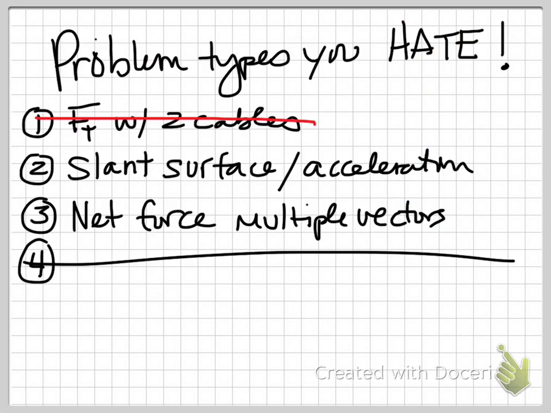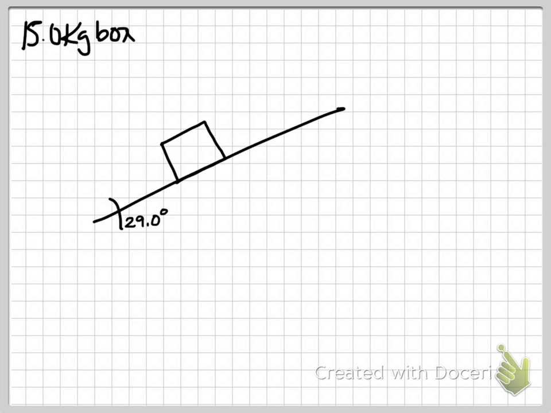Okay, so we did slant surface, or we did force tension 2 cables. Let's do some slant surface acceleration, or let's do at least one slant surface acceleration. Most often when we're looking at these kind of problems, we're looking for acceleration. We could do some other ones where we're looking for mass or looking for something else, but for right now, we'll go ahead and do the 15 kilogram box. So we want to know if the force up, let's go ahead and we'll make this an applied force.